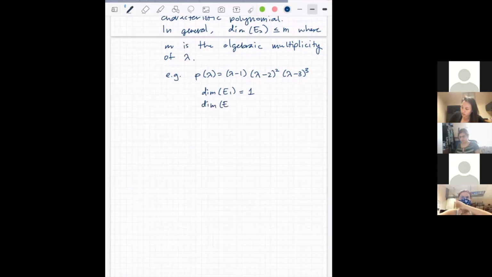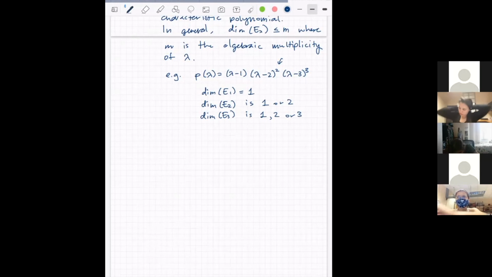The dimension of the eigenspace corresponding to 2, it could be 1 or 2. But you don't know for sure until you actually go about solving for the eigenspace, right? So again, because the multiplicity on 2 is 2 in the characteristic polynomial. And then the dimension of E3 is 1, 2, or 3 because the multiplicity is 3 there. So it has to be greater than or equal to 1 and less than or equal to 3. Right?